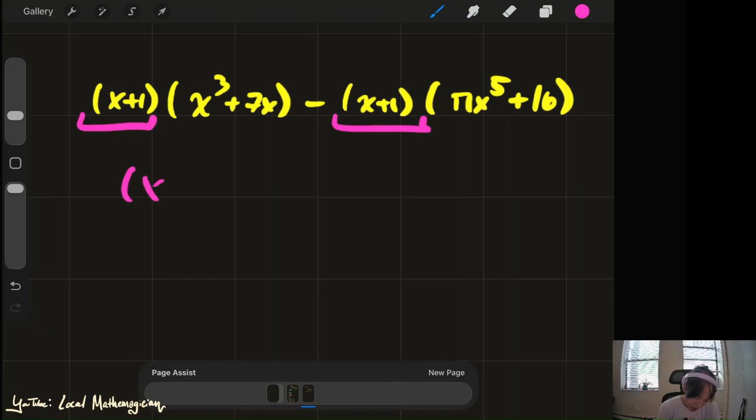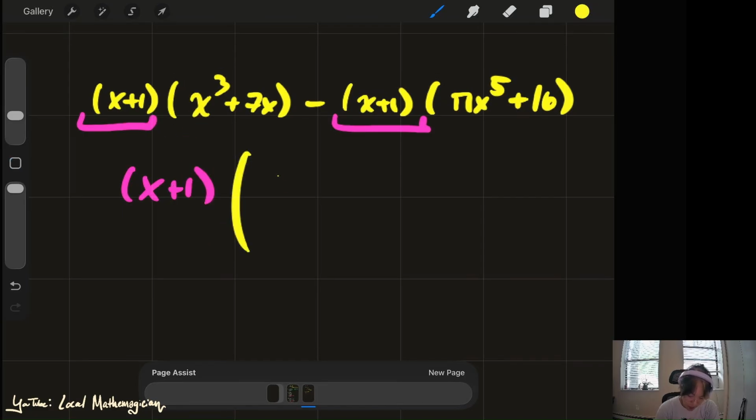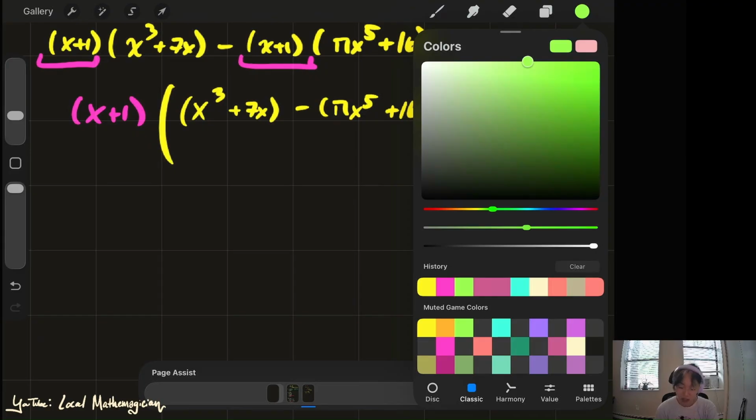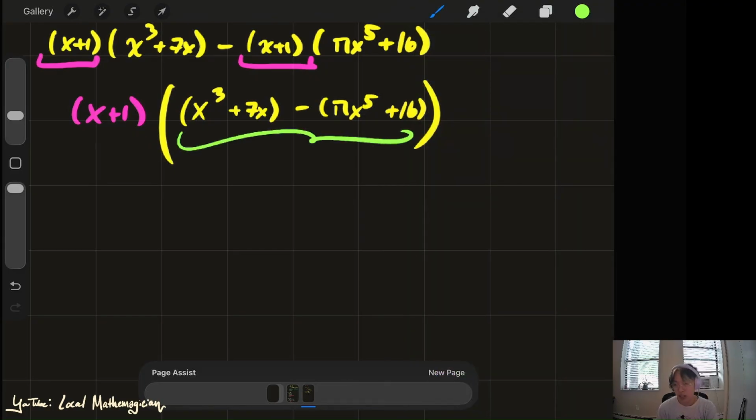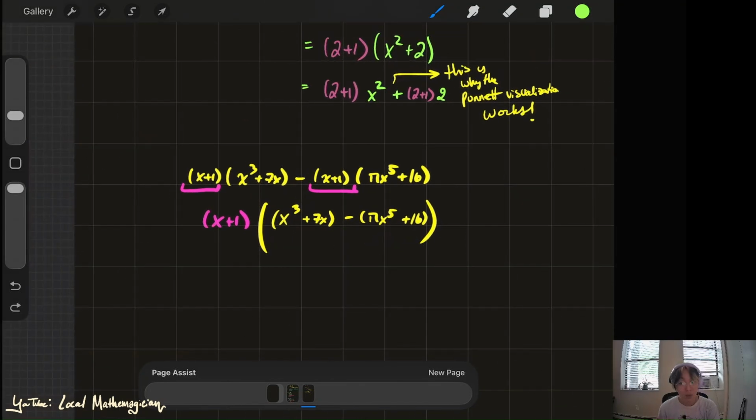You end up with x plus 1 times the parentheses x cubed plus 7x minus pi x to the fifth plus 16. Amazing. Obviously, if you really want, sure, you can break this down, combine like terms so you can factor some more. I don't think you can, but ain't that kind of nice?